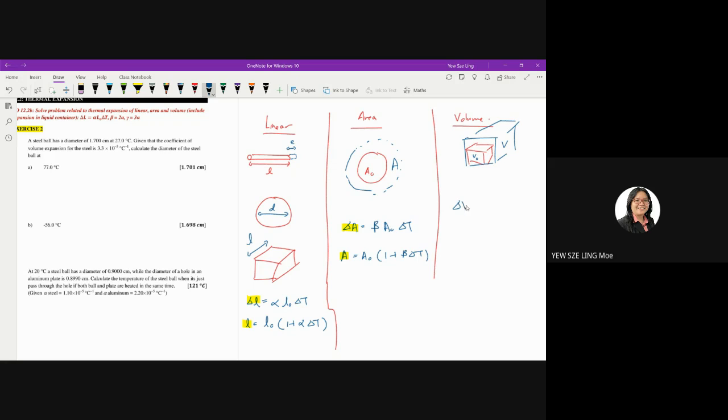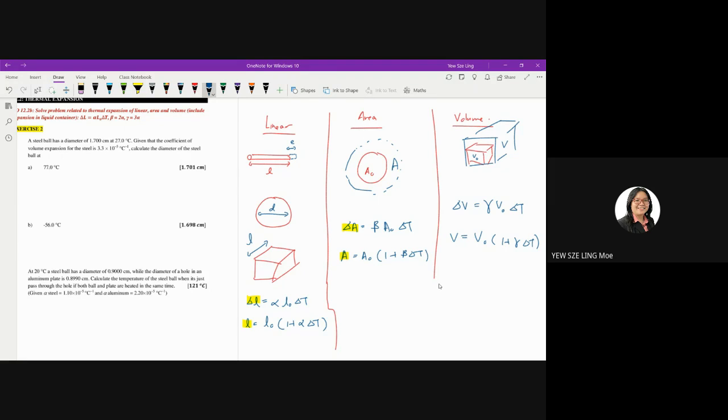So again, the change in V, okay, the form of the equation is the same. The difference is the symbol that you use. So just now we use delta A, now we use delta V. Just now we use beta, now we use gamma. Just now we use A initial, now this one is V initial. So delta T, right? And then the final volume is V equals V naught bracket 1 plus gamma delta T. So that's it. Okay, that is all in expansion.